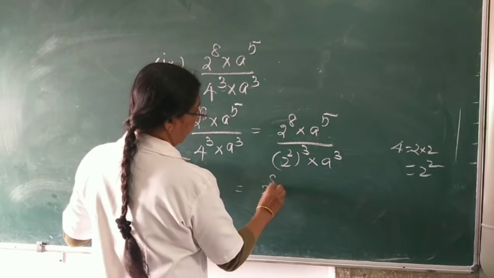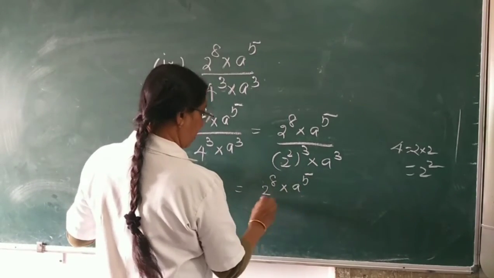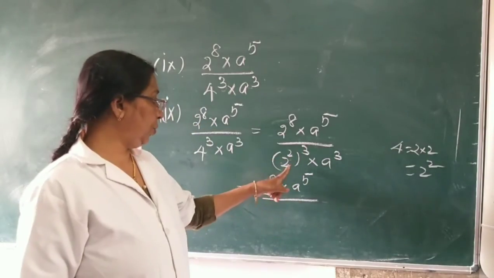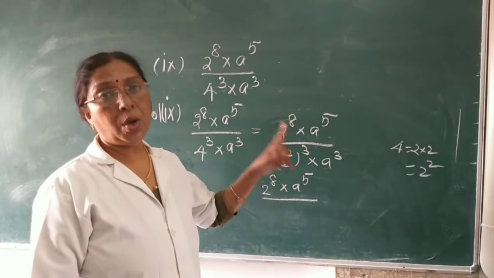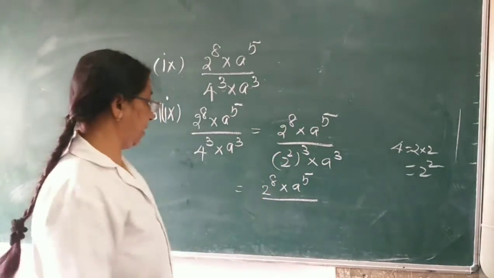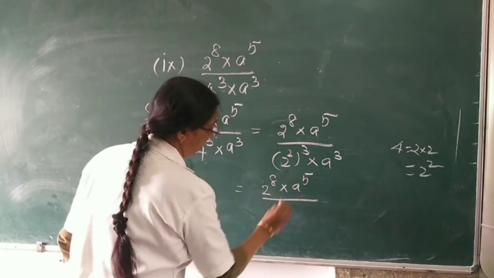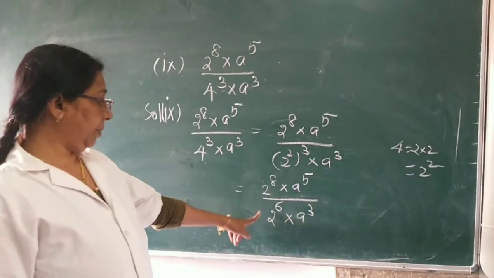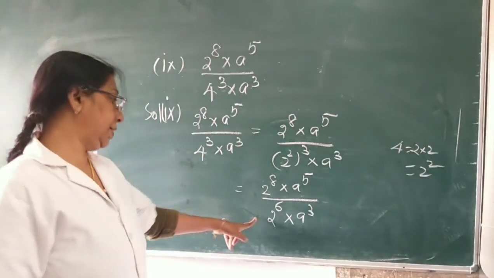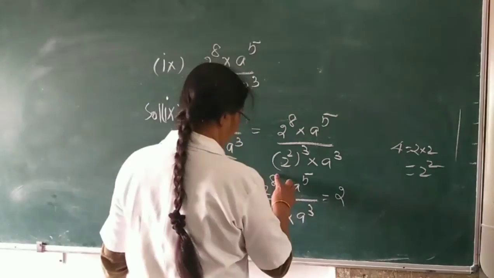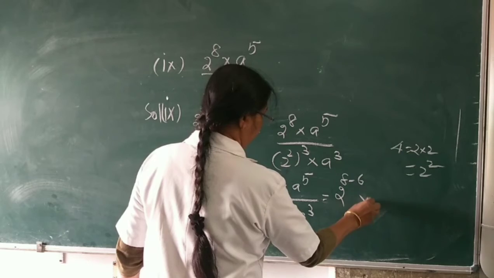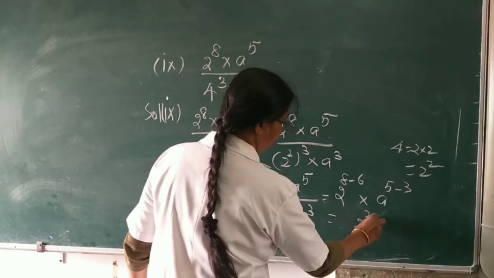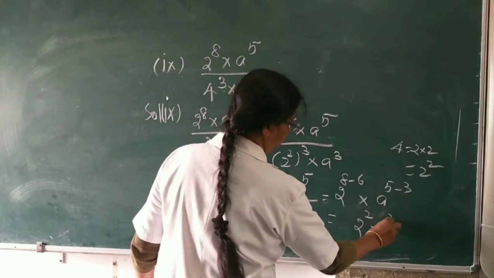So 2 raised to 8 into a raised to 5 divided by 2 square the whole raised to 3. a raised to m the whole raised to n is a raised to mn. Multiply the powers. So 2 raised to 2 into 3, 6, into a raised to 3. Okay, a raised to m divided by a raised to n is equal to a raised to m minus n. That is 2 raised to 8 minus 6 into a raised to 5 minus 3. But it is 2 raised to 2 into a raised to 2.